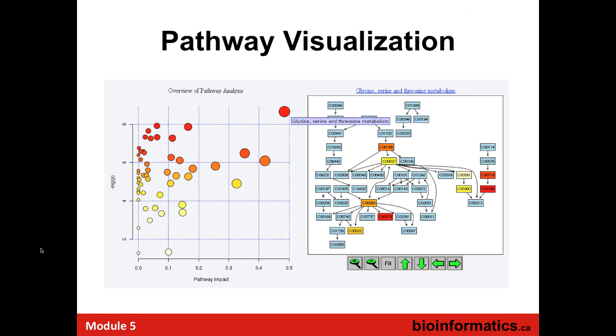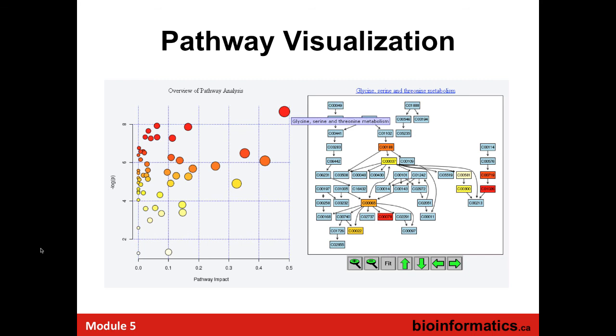So ultimately, the rule of thumb is to choose things that are on the upper right corner. They're the ones that are more significant. In this case, we've got about 8 or 9 metabolites in this particular pathway that are identified as being significantly different. That's why the circle is a little larger. If we only had 1 or 2 metabolites, the circle would be smaller.